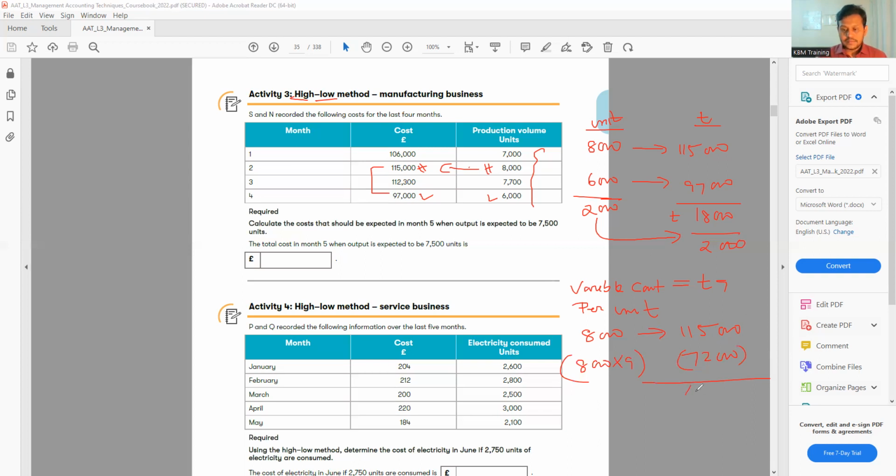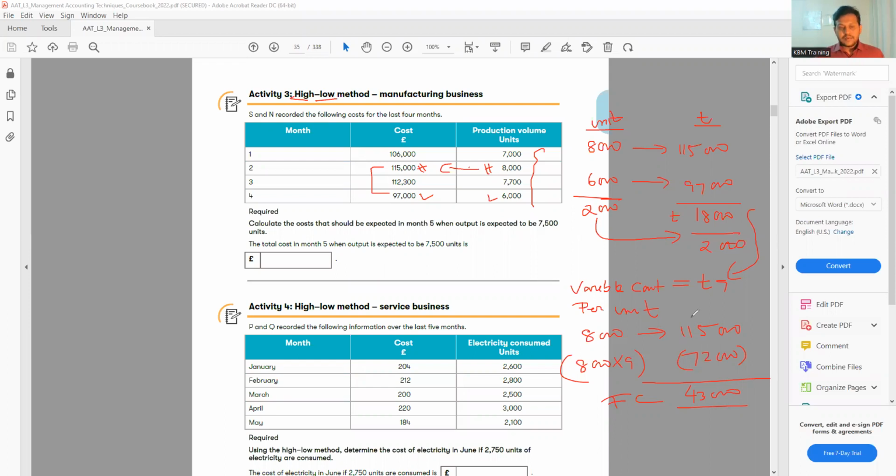We have 43,000. Very well done. So that's my fixed cost. It's very simple. The 9 comes from this: 2,000 divided by 8,000. Have a look, that's how we get the 9. So 18,000 was the difference, and 2,000 was the difference of 8,000 minus 6,000. It gives you 9. So this 9 is the variable cost per unit.